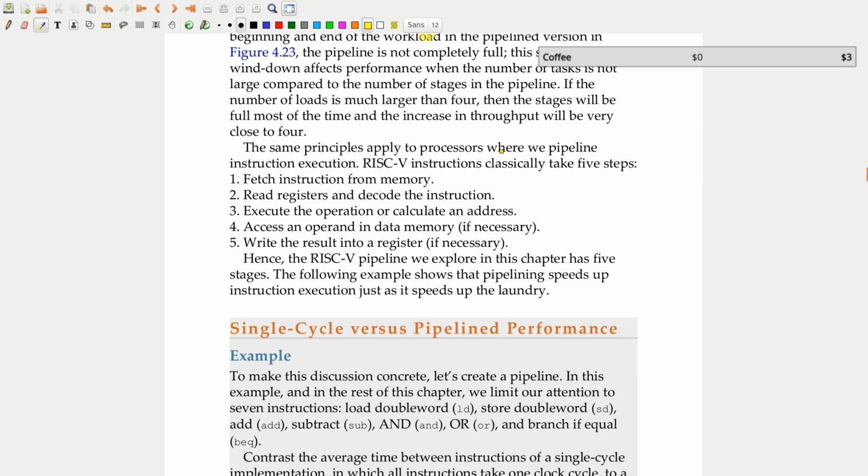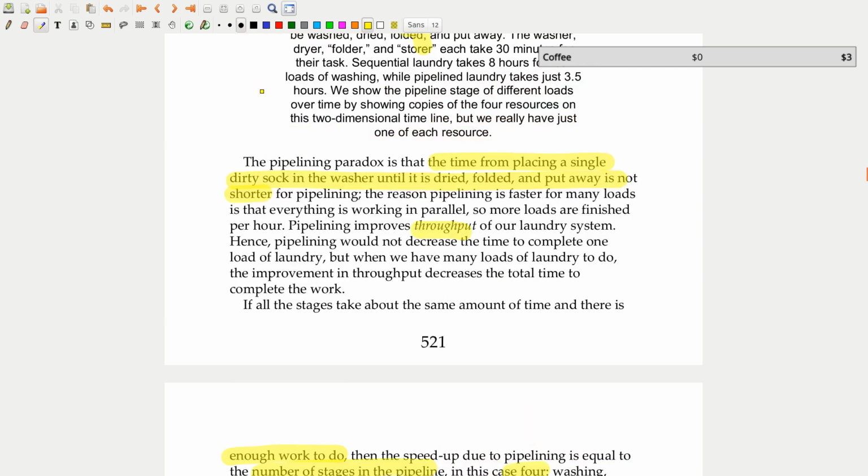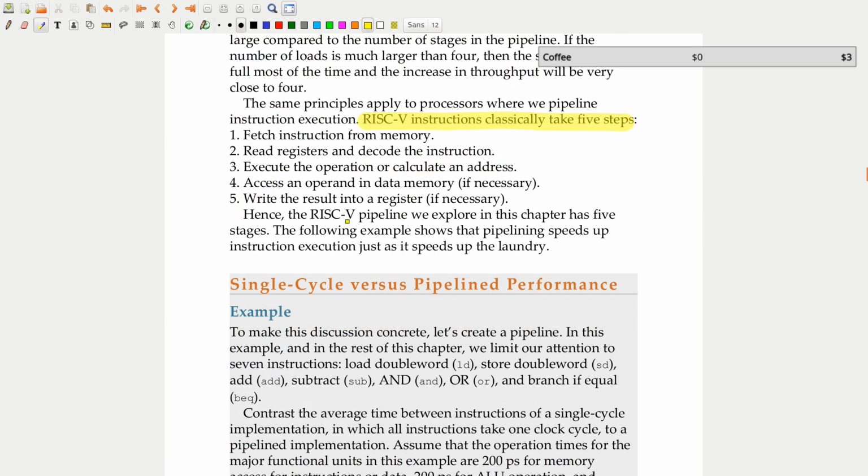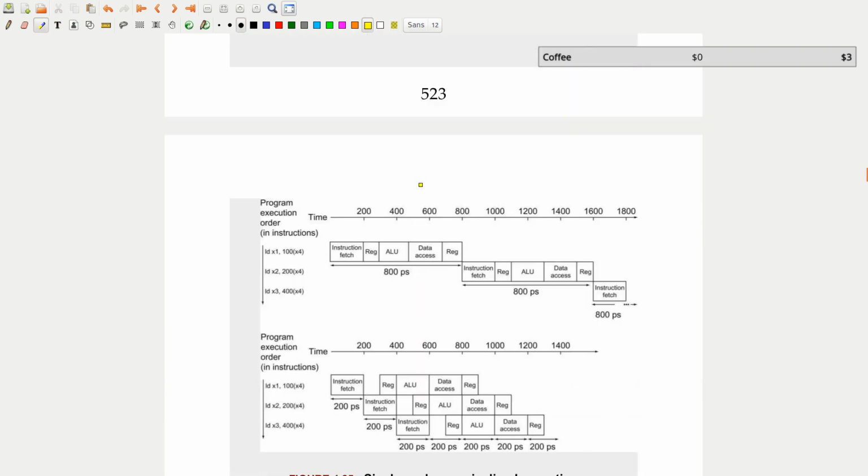So the same principles apply to processors where we pipeline instruction execution. RISC-V instructions classically take 5 steps. So just like we split the laundry into 4 sections, we can split the RISC-V instruction set into 5 sections. So this will be fetching from memory, or the instruction memory, reading and decoding the instructions, executing, accessing data memory if necessary, and then write back, or writing the result into a register. So we're going to be looking at a 5-stage pipeline example.